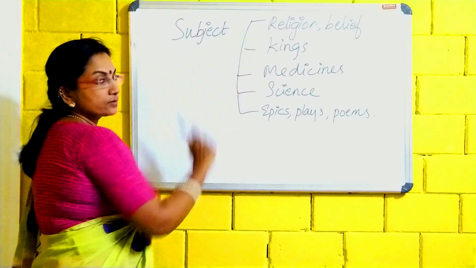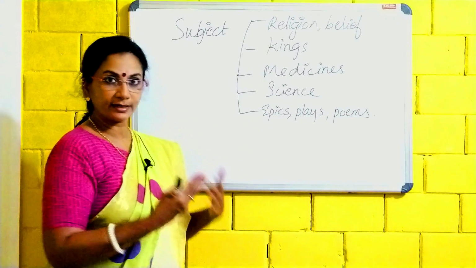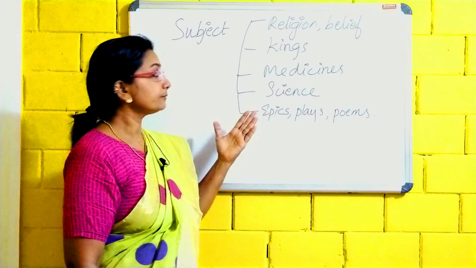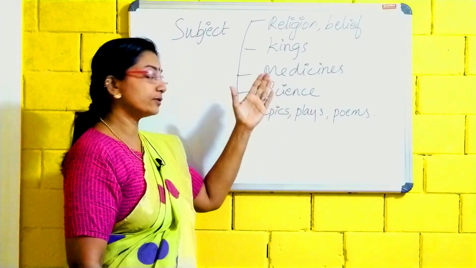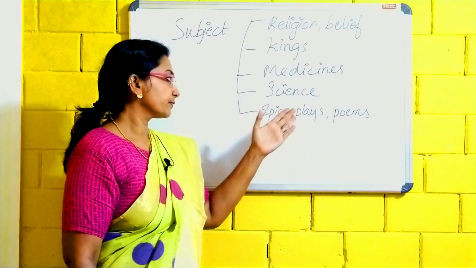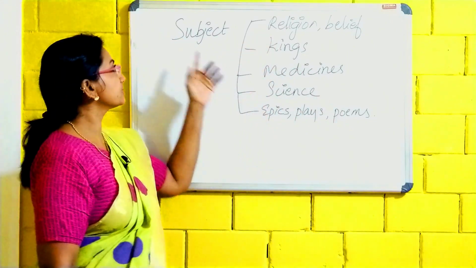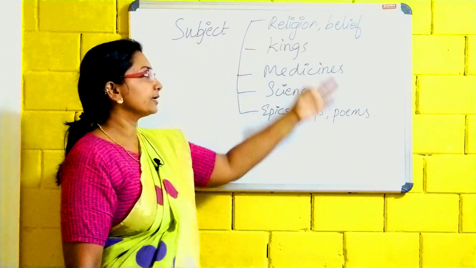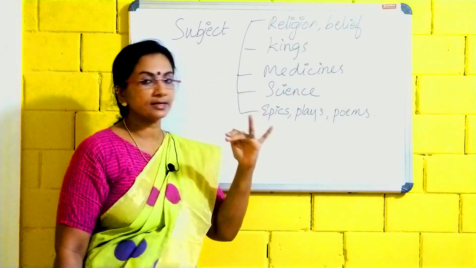So what are the subjects of the manuscript? The subjects are religion. They wrote about religion, their beliefs, the kings who ruled at that time, and medicines that they discovered at the time, and science, and the epics, plays and poems. Okay, it's very easy now. What were the subjects of a manuscript? Religion, belief, the kings, medicines, science, epics, plays and poems.